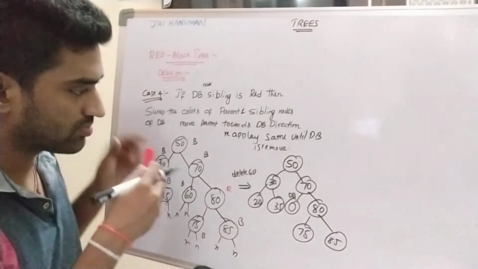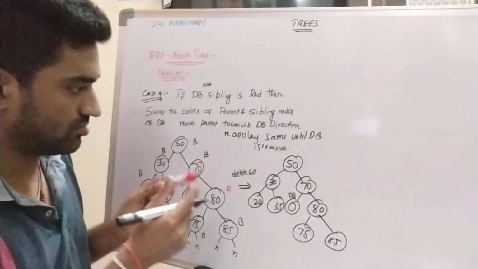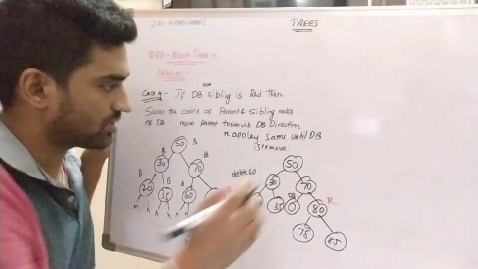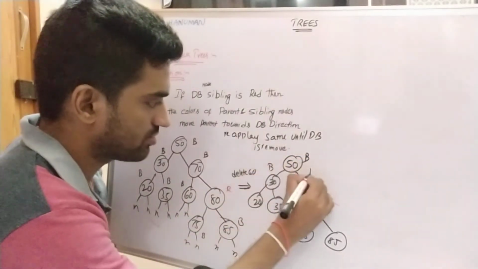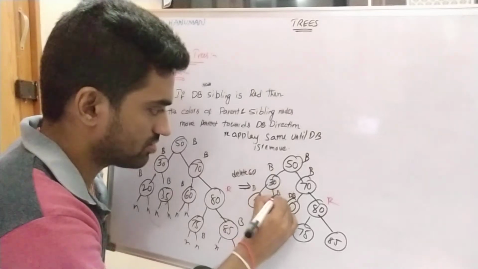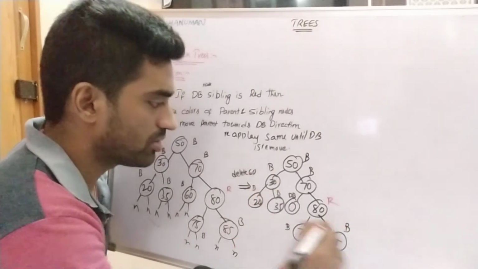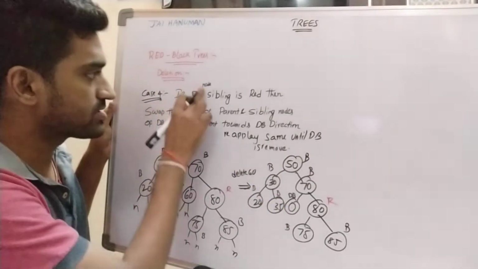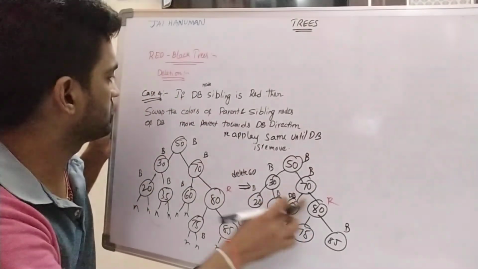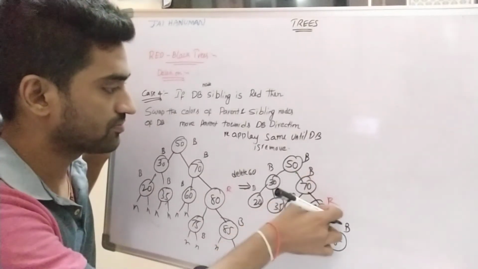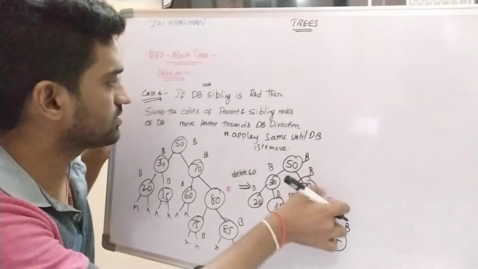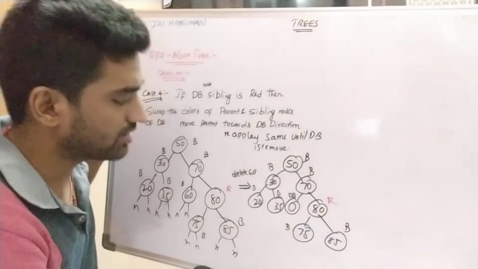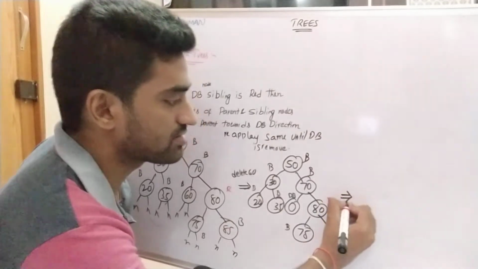So this is red. This is red. The remaining are black. This is the double block node. Remember that one. If double block sibling is red, then swap the colors of parent and sibling. Now this becomes red, this becomes black, right? So now the tree becomes like this.